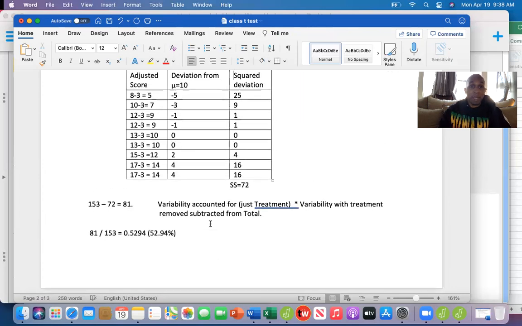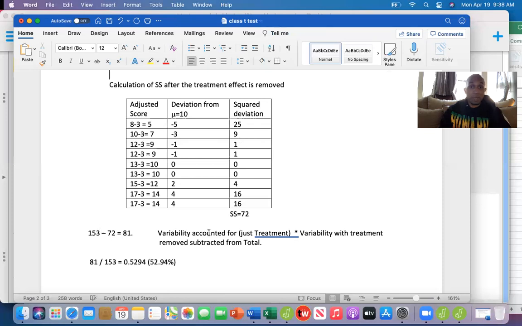So if we subtract 72 from 153, which is our total variability accounted for, with the variability with the treatment effect removed, it gives us 81. So 81 is going to represent the variability accounted for by the treatment. That's 81. 81 divided by the total 153 gives us 52.94% of the variability accounted for by the treatment.